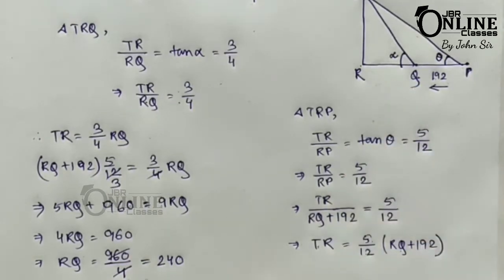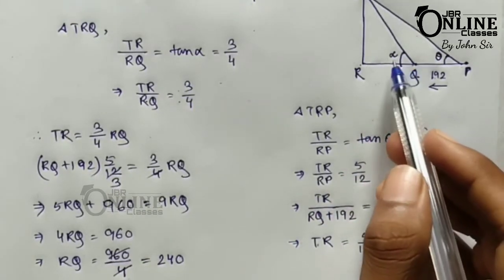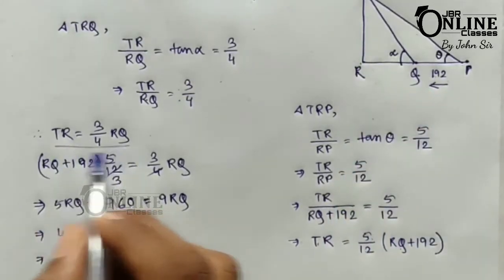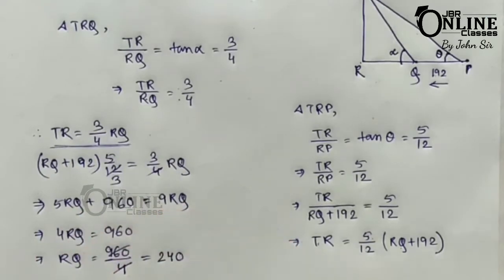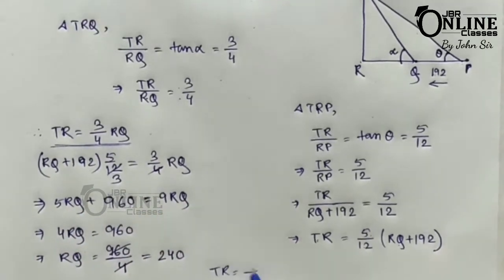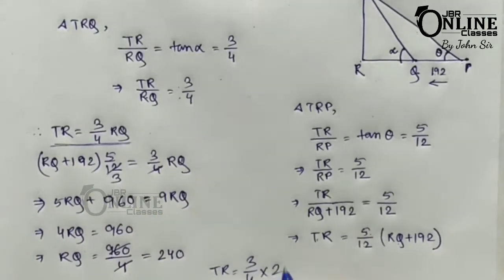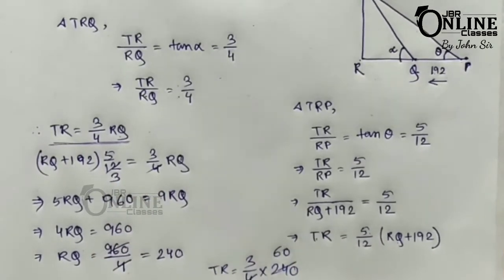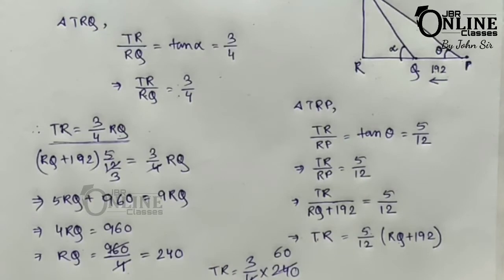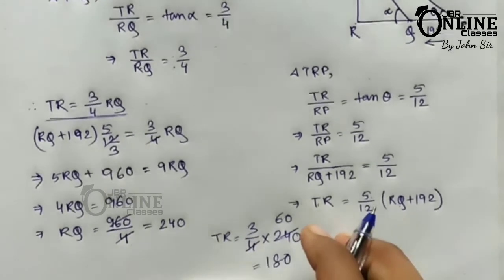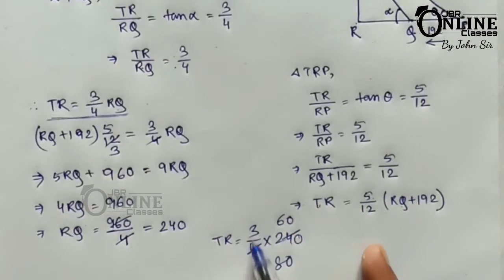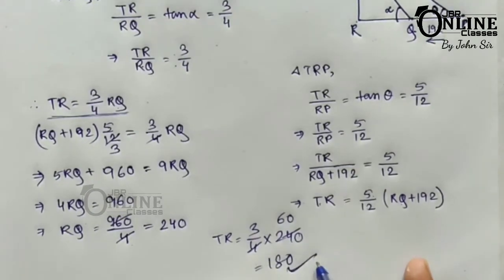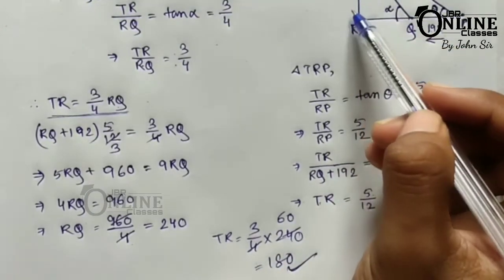Now as RQ equal to 240, you have to find out the height of the tower, that means TR. So just put down the value in this equation. Here TR equal to 3 by 4 into RQ, RQ equal to 240, so 3 by 4 into 240, that equal to 180. So 180 is the final answer, that means the height of this tower.